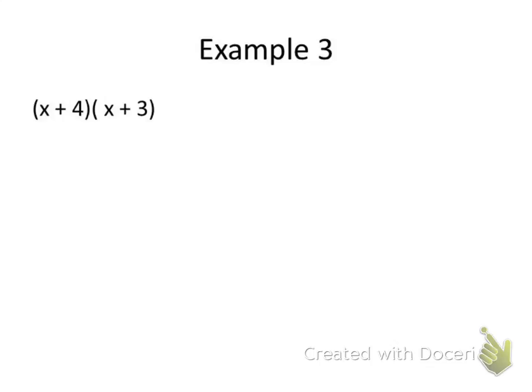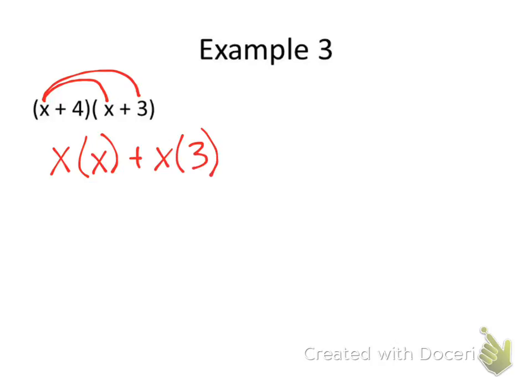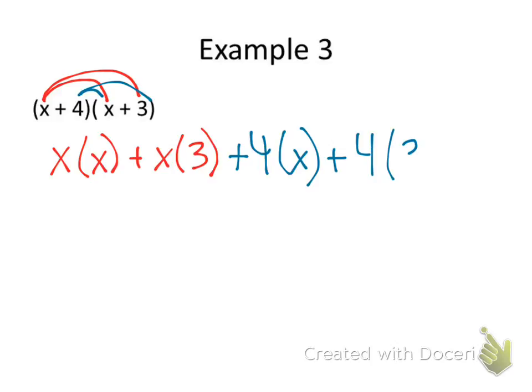So I'm going to start by distributing the x to both terms in the back. So I'll do x times x, then I'll do x times 3. Then I'm going to distribute the 4 to everything in the back. So then I'm going to have 4 times x and 4 times 3. If you want to jump right into the multiplication, you can go right into this step.